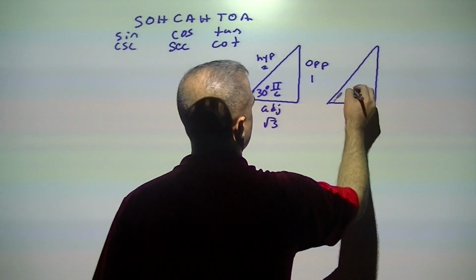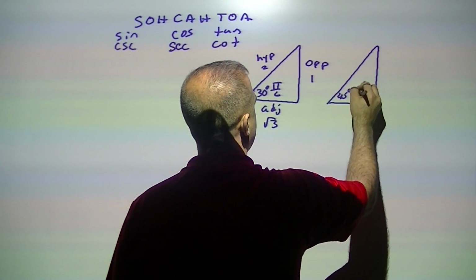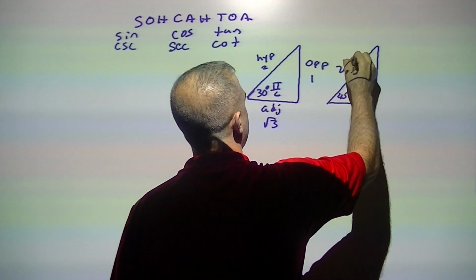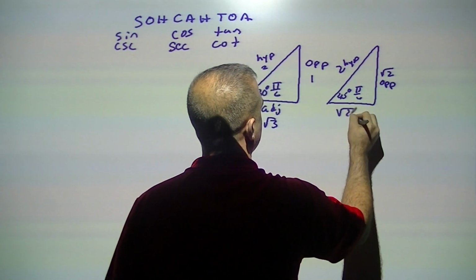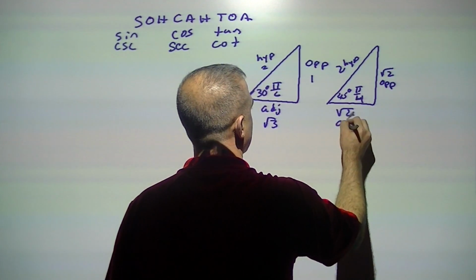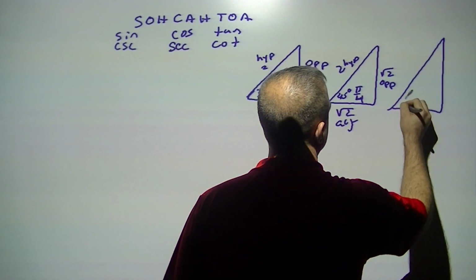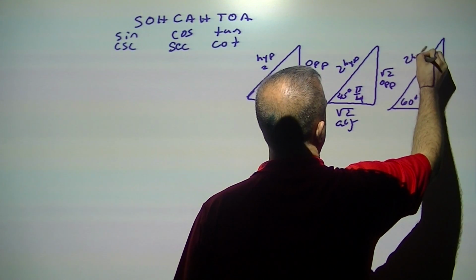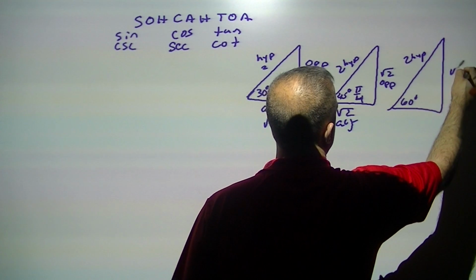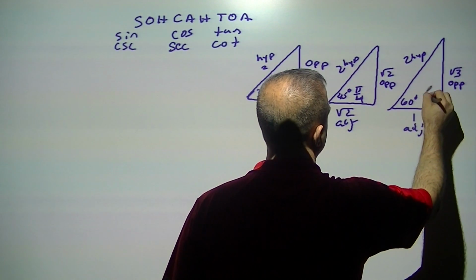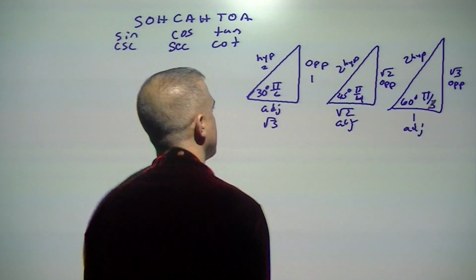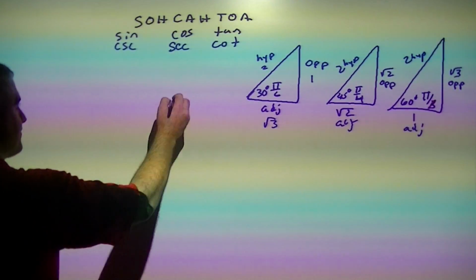Okay? For the 45 degrees, or the pi over 4 triangle, you have 2 for the hypotenuse, square root of 2 for the opposite, and square root of 2 for the adjacent. So that's right there. 60 degrees would be 2 for the hypotenuse, square root of 3 for the opposite, 1 for the adjacent, and 60 degrees is pi over 3. So we got to understand that.